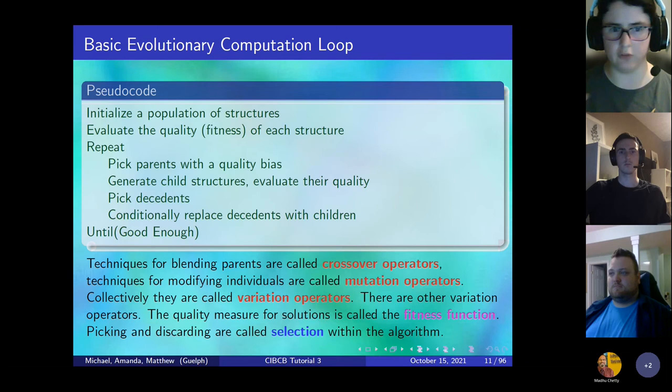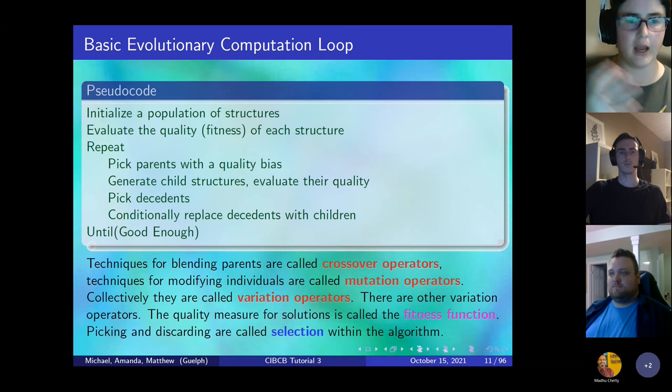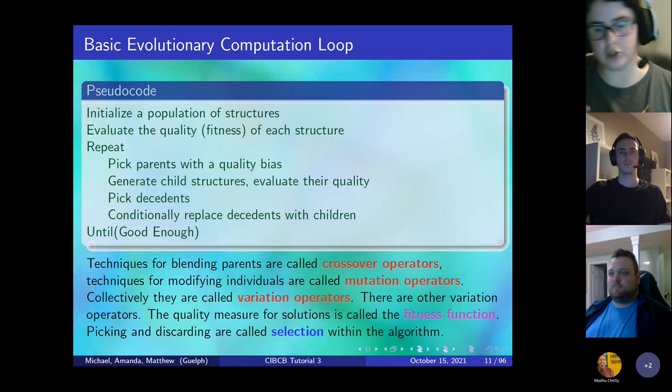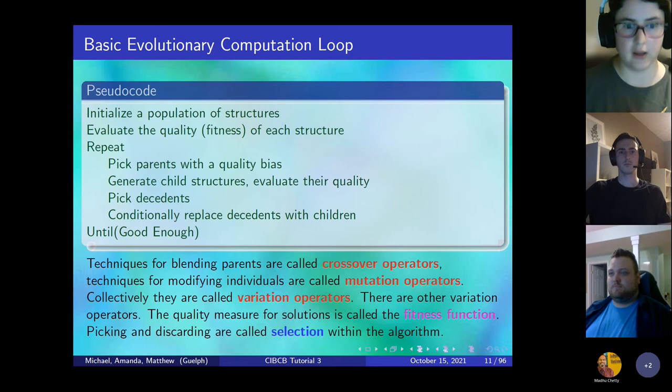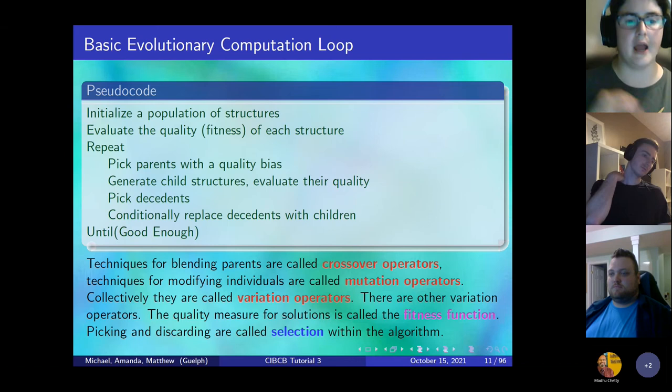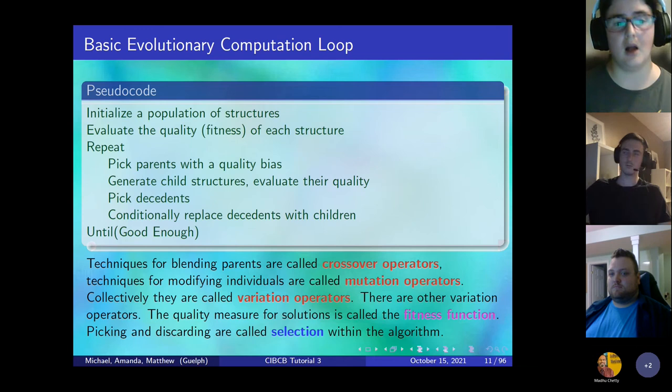I'm going to take those parent structures and through some measure generate child structures, and evaluate how those child structures perform. From those, I'm going to select the good ones and then replace members of the population with those new and improved child structures. I'm going to go through that process of picking parents, generating children, selecting which ones are good, and replacing old or bad members of the population, and we're just going to continue doing that until we reach some end point, whether that's a set number of runs or whether we've gotten to a specific target. And there are various techniques for blending two parents together. These are generally called crossover operators.